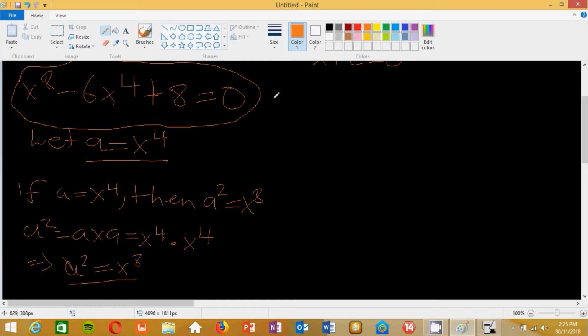It means that this equation is actually going to turn into a squared minus 6a plus 8 is equal to 0. And look what happens.